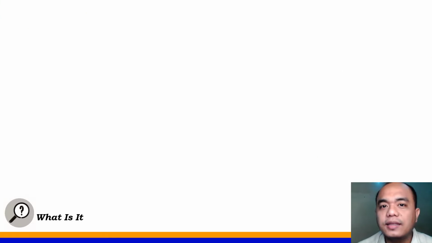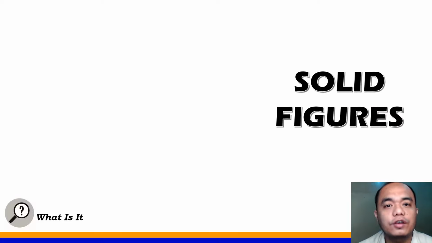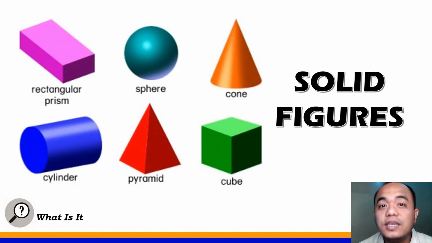Okay? In the world of mathematics, class, the three-dimensional figures are called solid figures. And what do you think are examples of solid figures? What you see here on screen are some examples of solid figures. We have the rectangular prism, the sphere, the cone, the cylinder, the pyramid, and the cube. All these are solid figures, and these are three-dimensional figures. All these figures have height, length, and width.